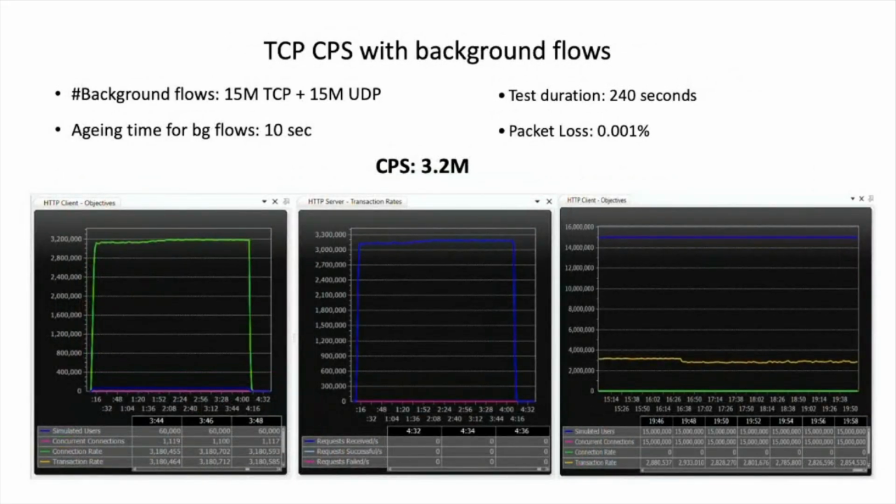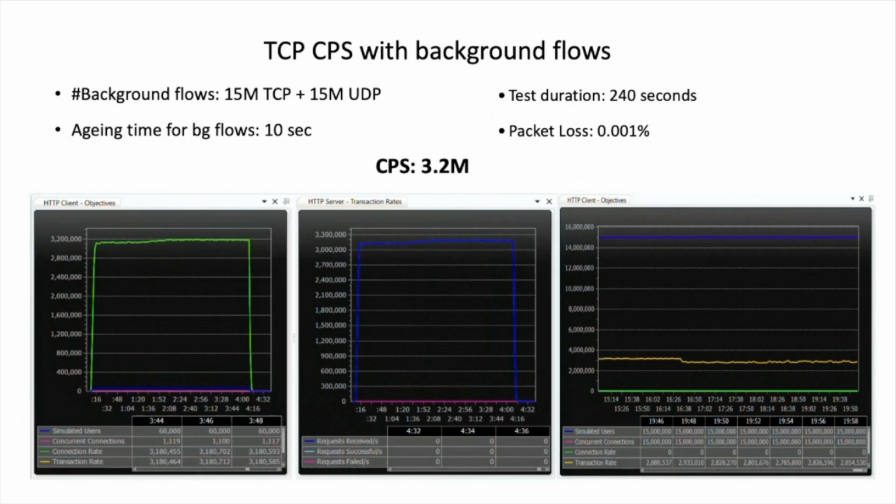The next result here is TCP CPS with background flows. So what Dash requires is that we have pre-established background flows, and this is 30 million background flows, 15 million TCP, and 15 million UDP. This also ensures that our flow table is nearly full. The capacity of the flow table that is required by Dash is 32 million active connections. And we add 30 million connections. And then again, you send out TCP CPS traffic into the network, and you see how many CPS connections can be established by the IPU.